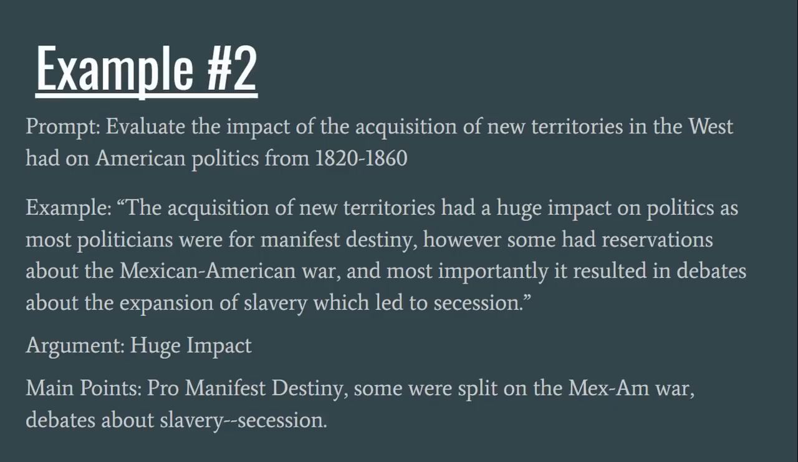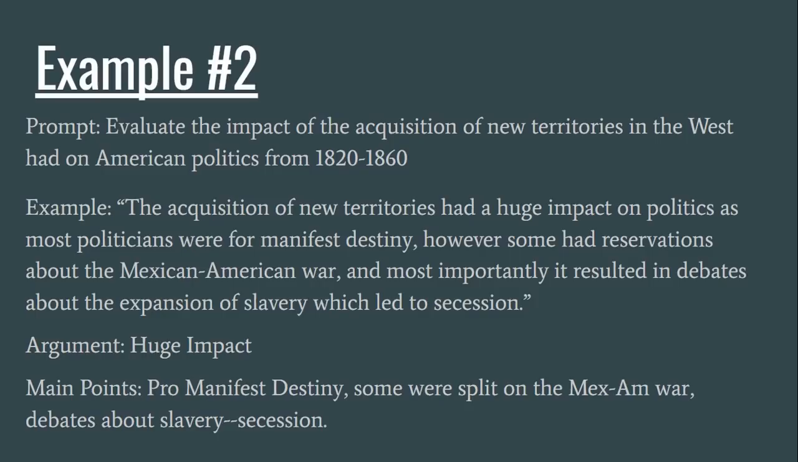So the prompt reads, evaluate the impact the acquisition of new territories in the West had on American politics from 1820 to 1860. Again, I first identified my main points, and I will say this later as well. You should analyze the docs before writing your thesis statement. So consider those docs with your main points. Here are a couple of points that I have for the prompt.